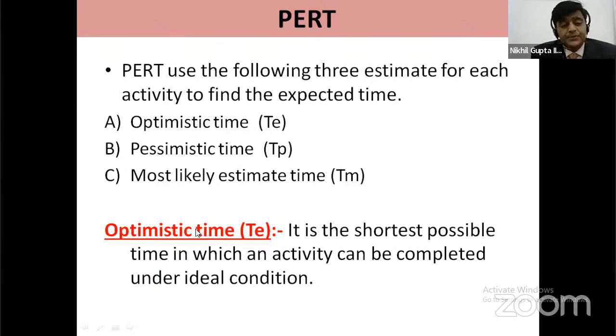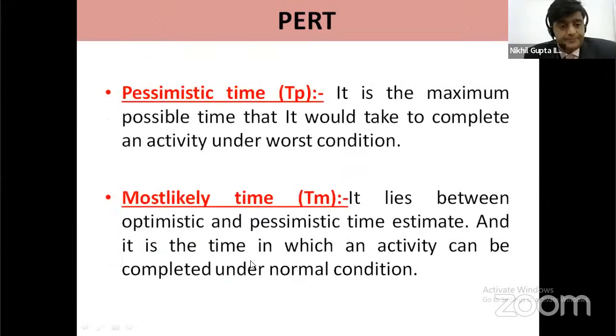First is the optimistic time. It is the shortest possible time in which an activity can be completed under ideal conditions. Next is the pessimistic time. It is the maximum possible time in which an activity should be completed. Next is the most likely time. It lies between the optimistic and pessimistic time.